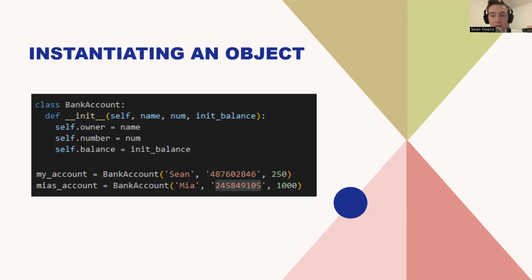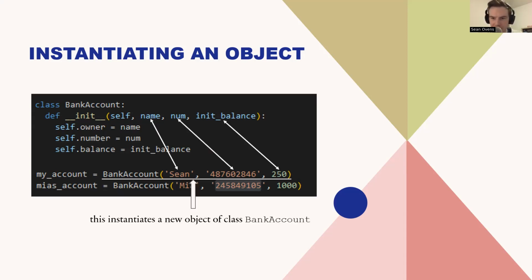Okay, now to pass in values for these arguments, you use the same sort of syntax as you would use for calling a function. So when you instantiate the object, you pass in these initial values in between the parentheses following the class name. And these values are passed in order to the init method. So when I initialize bank account using Sean, followed by this account number, followed by 250, then Sean is passed in as the argument name. This number is passed in as the argument num, and this initial balance 250 is passed in as this init balance argument. So again, just like a function call.